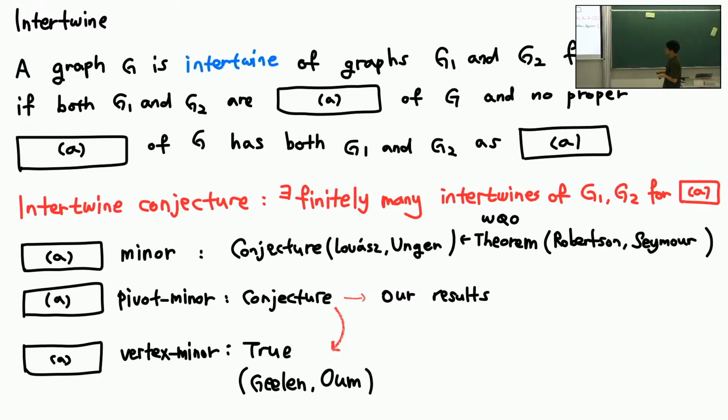And there is also the pure-minor analog of this conjecture. For pure minor, it is not known, but the weaker version for vertex-minor is proved by Gillan and Oum. And also, the intertwining conjecture implies our result about intertwining the two connectivities, but let me explain why this is true later when I talk about open problems.